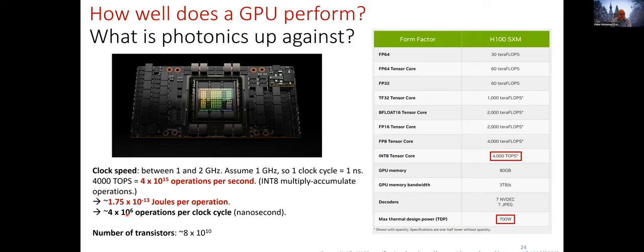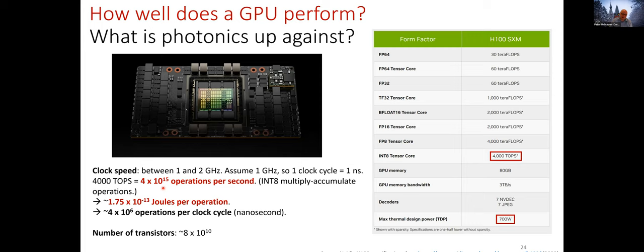Another alternative is we could try to make our clock go much faster than the one nanosecond that was possible in the electronic system. But still, this number is really why it's so difficult to beat a GPU at machine learning. They're highly optimized for it and they go very, very fast.